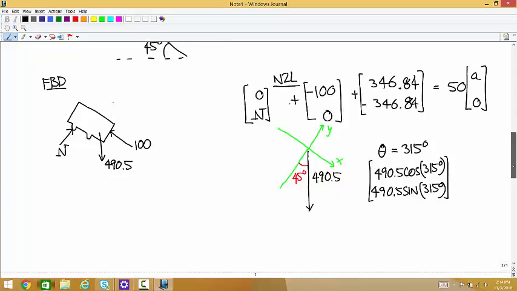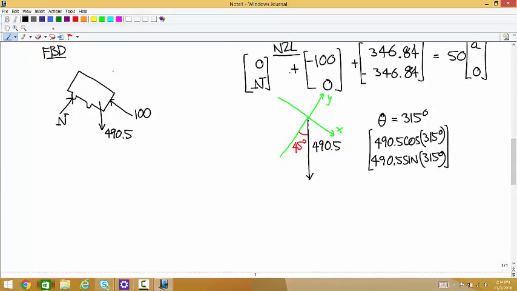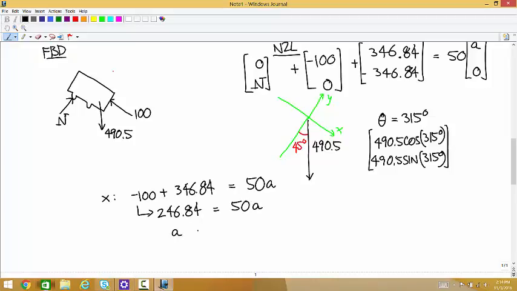So Newton's second law gives two equations. The x equation says negative 100 plus 346.84 is equal to 50a. So 246.84 is equal to 50a. So a is equal to 4.94 meters per second squared.